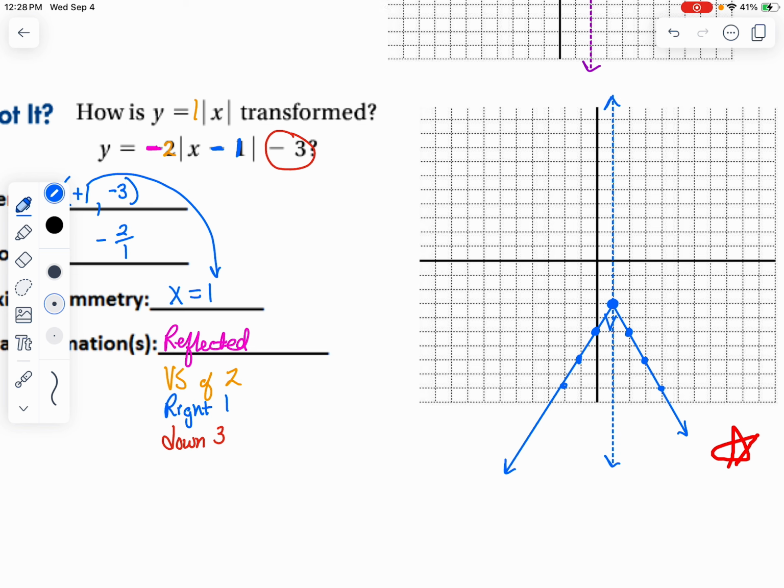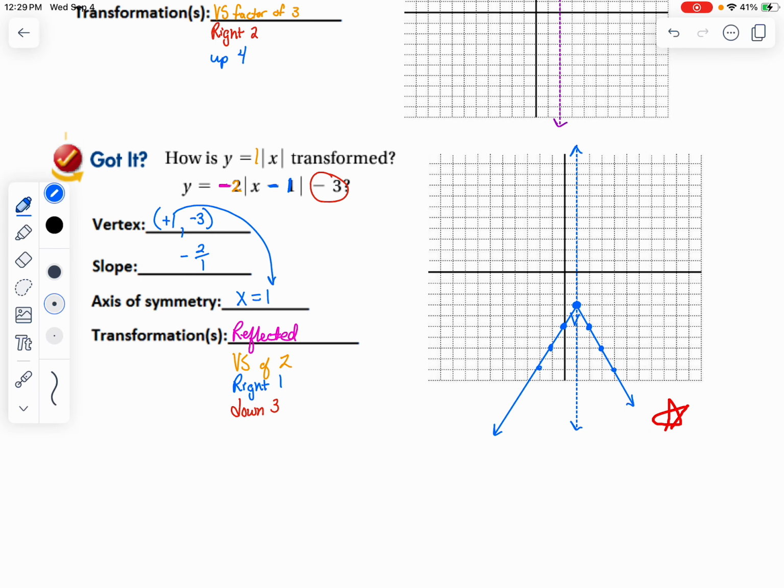So there's our graph. I definitely do see that it's reflected. See how it's upside down? I see my vertical stretch of 2. I see that it got moved to the right from the origin and down. And now again, if you wanted to make an XY chart, by all means, go ahead.